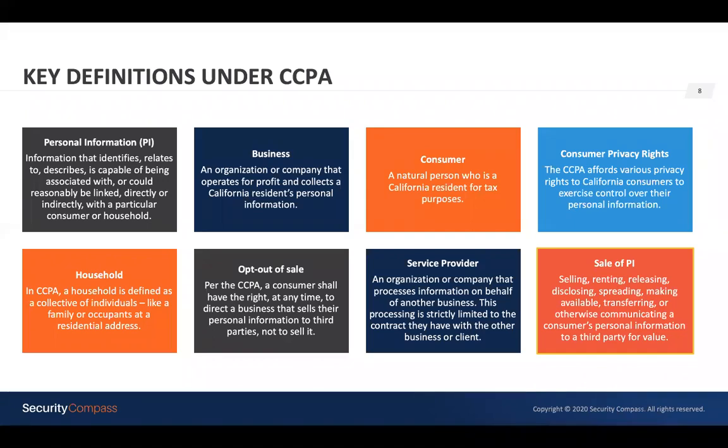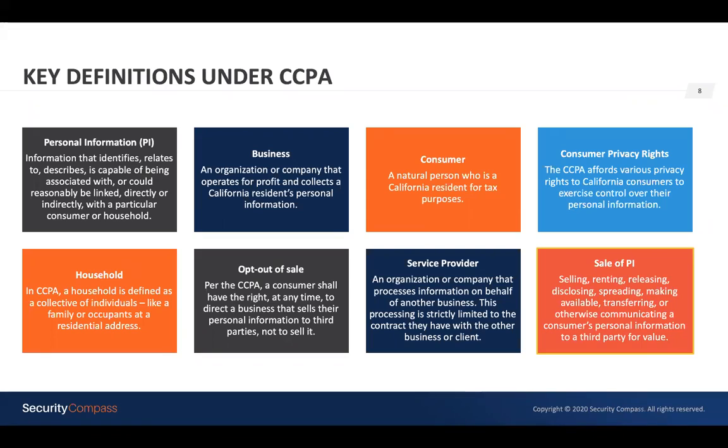Consumer privacy rights. The CCPA affords various privacy rights to California consumers in order for them to exercise control over their personal information. These rights include the right to notice, the right to access personal information, the right to request deletion, the right to opt out of sale, and the right to receive service on equal terms when exercising your consumer rights.